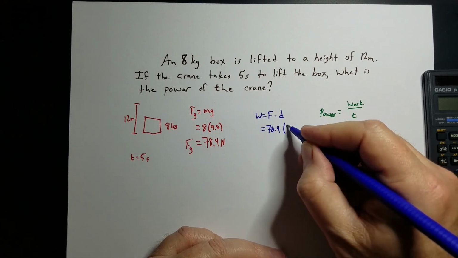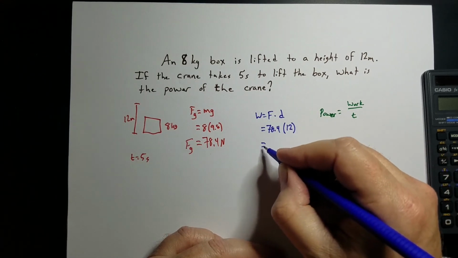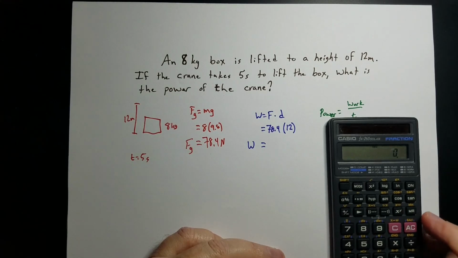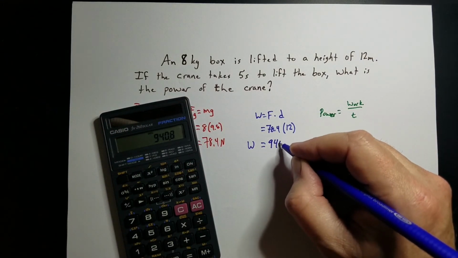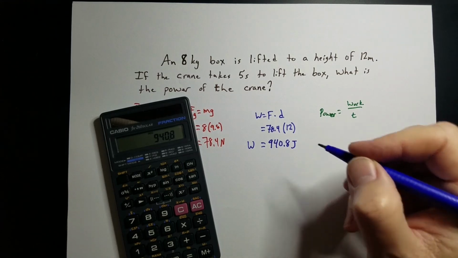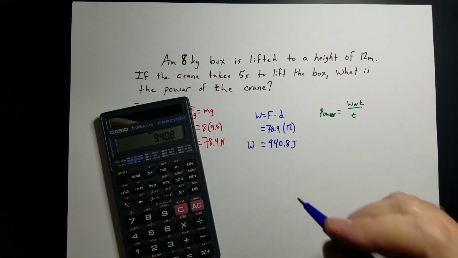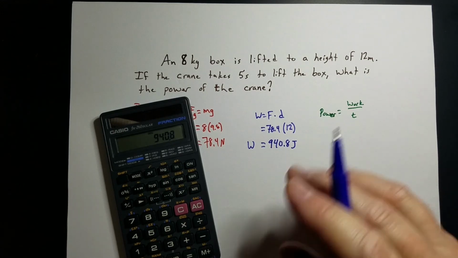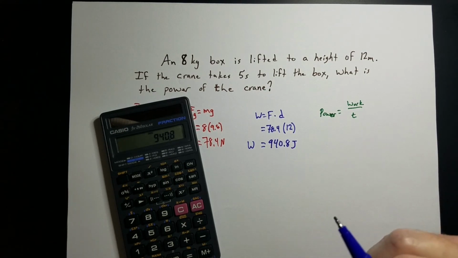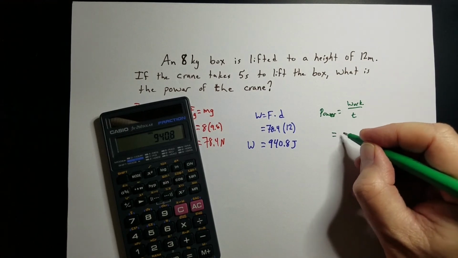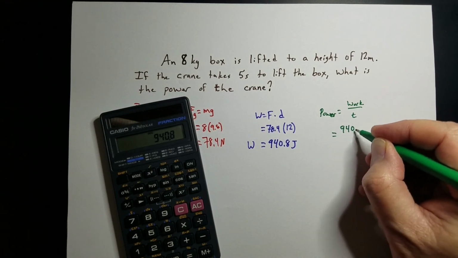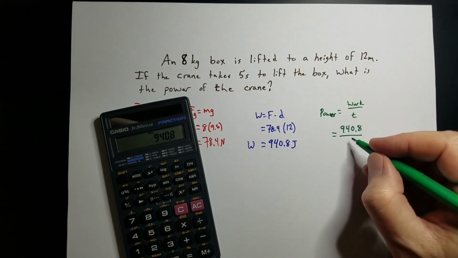Distance is 12 meters. And so the work that we can do on that is 940.8 joules. Now, using work and energy, you're going to get large numbers. So if you happen to get a really big number, don't think you've made a mistake. You probably did it right. It's just energy is going to be a big number in most cases. The power is simply taking that minimum work that we've got there and dividing by the time.